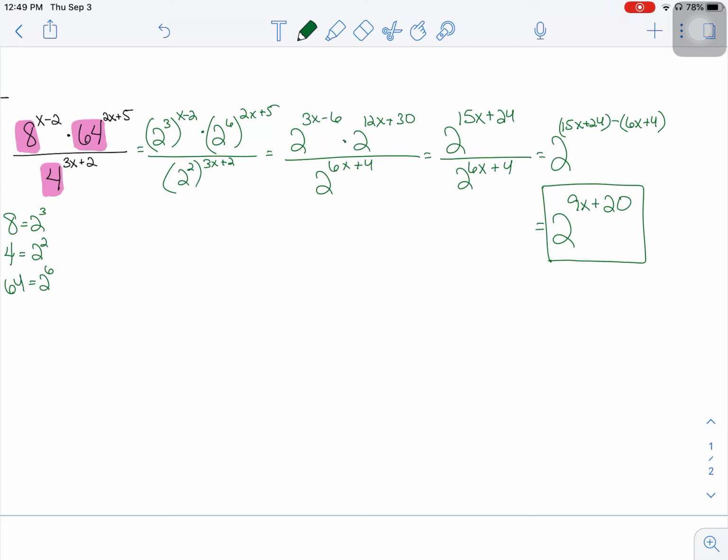This has been simplifying expressions using exponent rules with non-like bases.